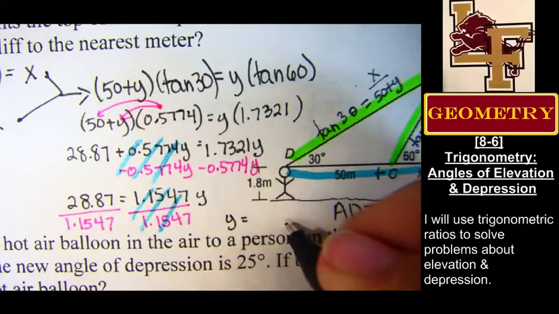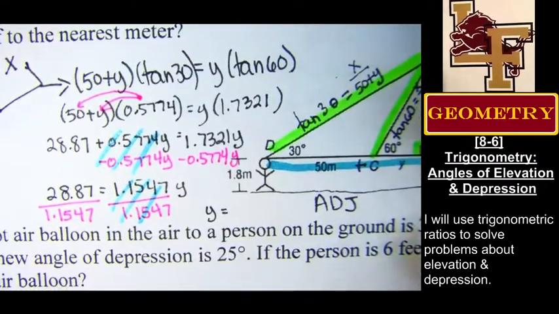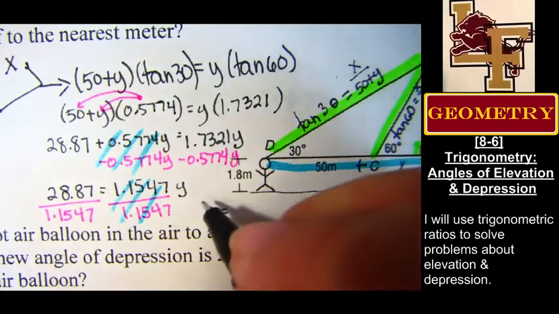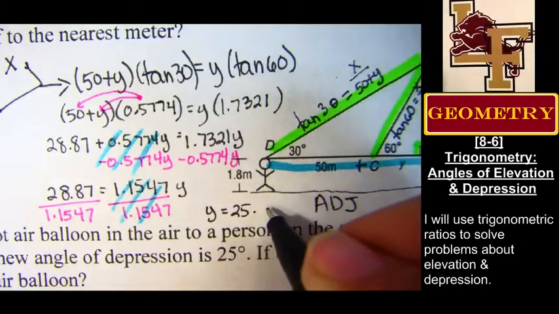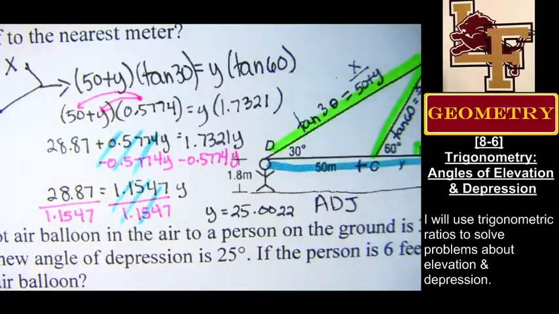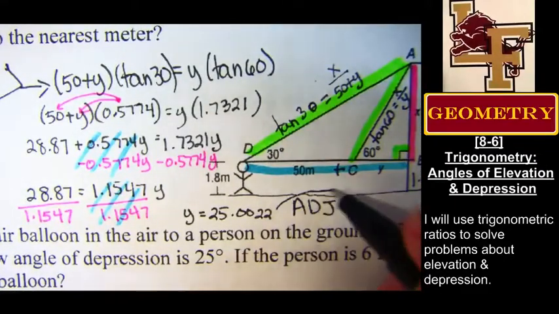Zero here. I feel a little uneasy about it being a 0 point something. Did you do 28.87 divided by 1.1547? 25.0022. Confirmed? Yes. Okay. This is the value of y right here.